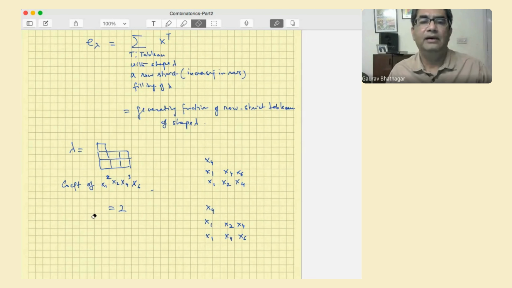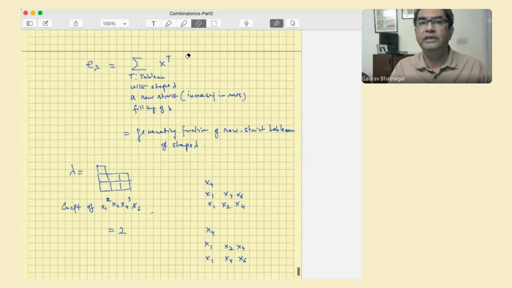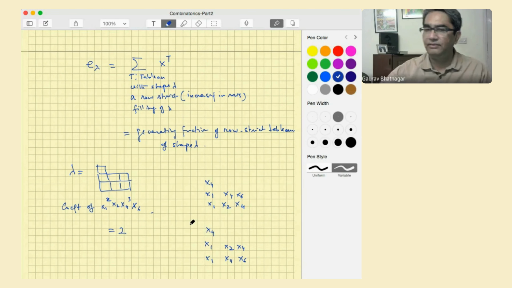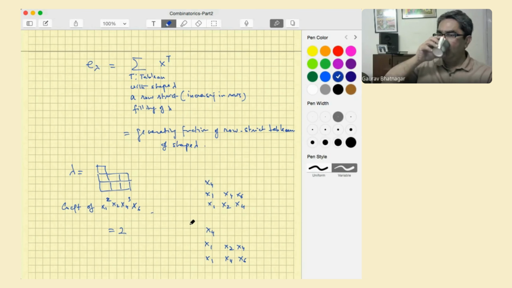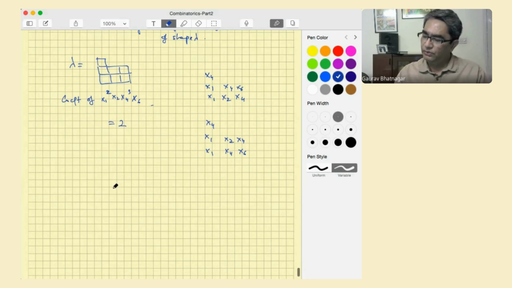Let's see what we can do for h lambda. So this was obvious that it has to increase in rows and it has to be strictly increasing because elementary symmetric function is the type where we don't have any repetition. So it has to strictly increase. Okay, so let's do h lambda. How does one do h lambda? So again, same thing.